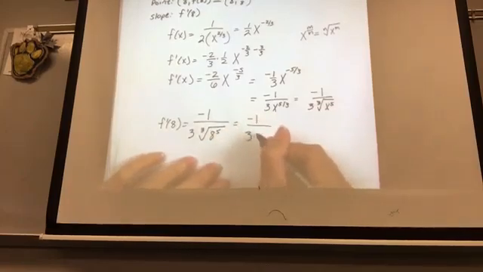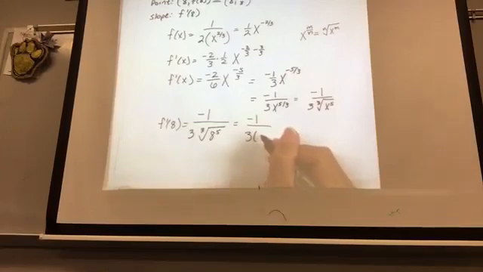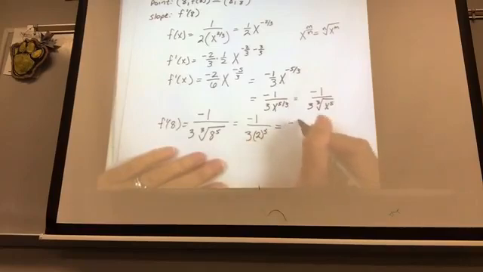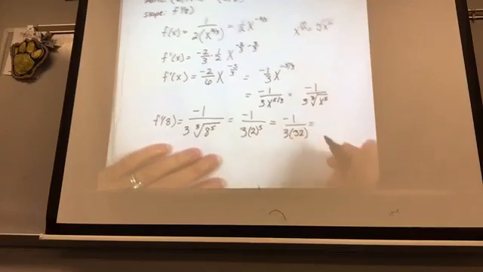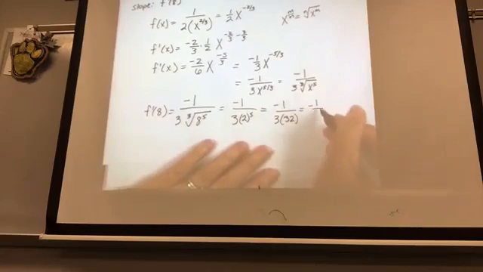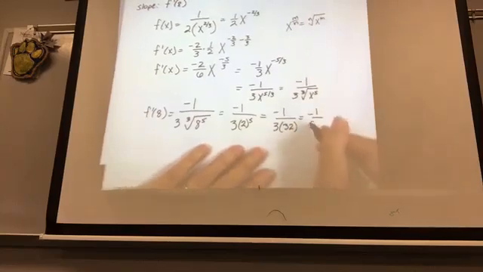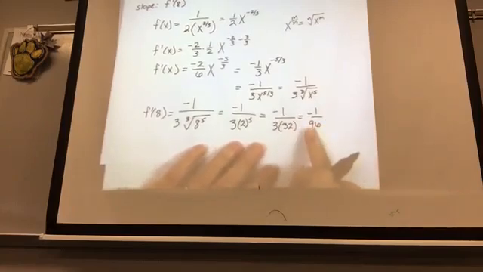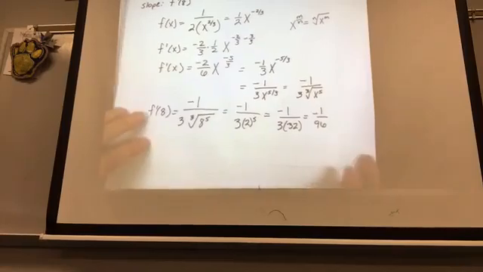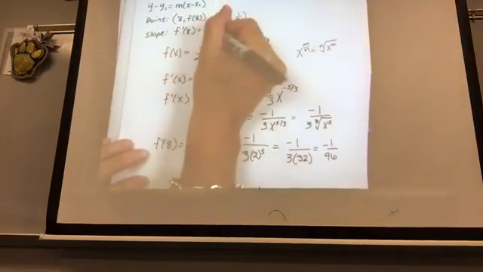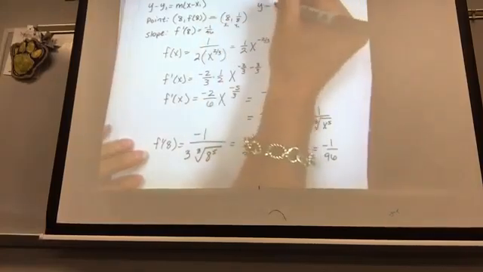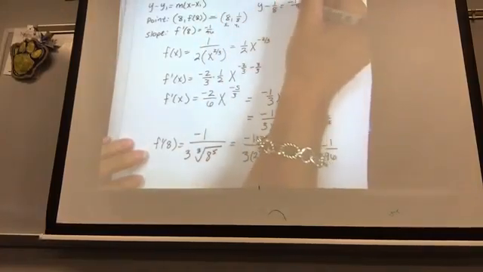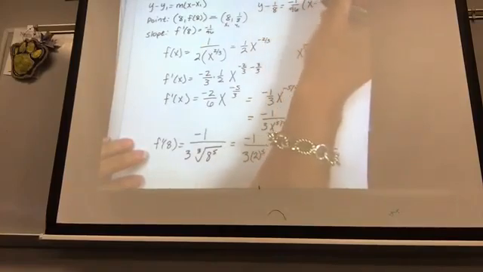32. Oh, 32. So negative 1 over 3 times 32, which is 64. Oh, wait, no. One more time. 96. So there's my slope at 8. So now putting it all together, I have y minus 1/8 equal to negative 1 over 96 times x minus 8.